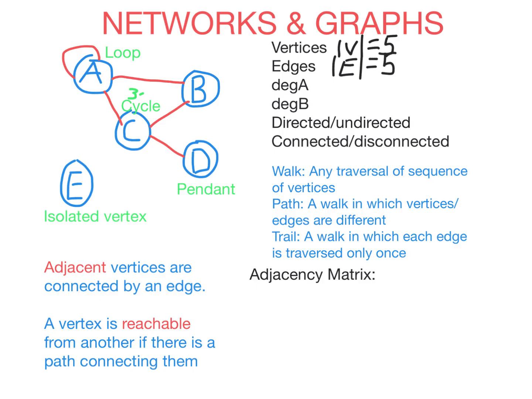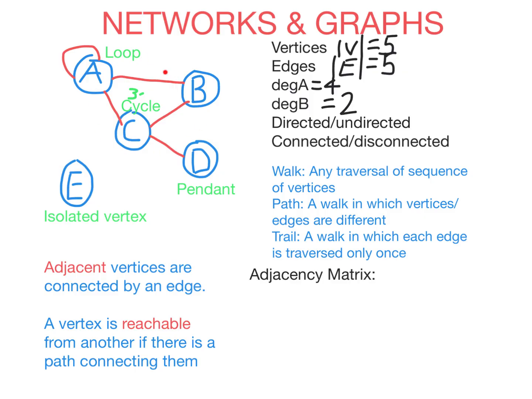So really important is the degree of a vertex. The degree of a vertex is the number of edges emanating from that vertex. So for A, we actually count this one twice. This is called a loop, an edge that connects a vertex to itself. So there are 1, 2, 3, 4 edges emanating from A, so the degree of A is 4. On the other hand, the degree of B is 2 because there are 2 edges emanating from B.